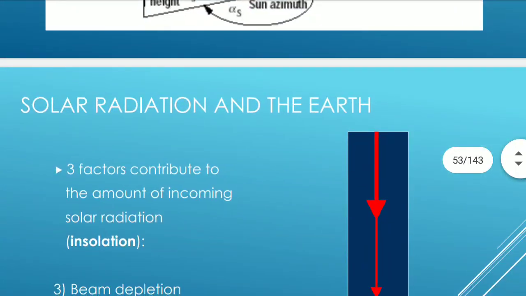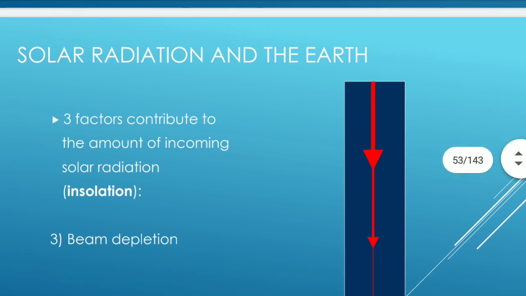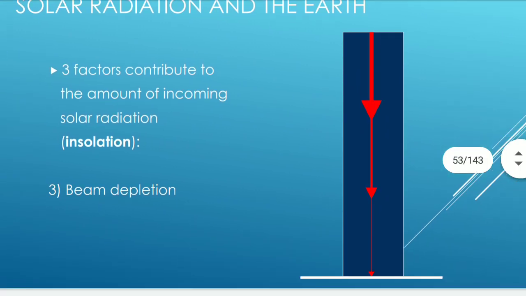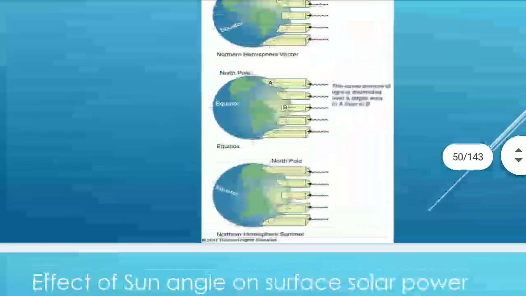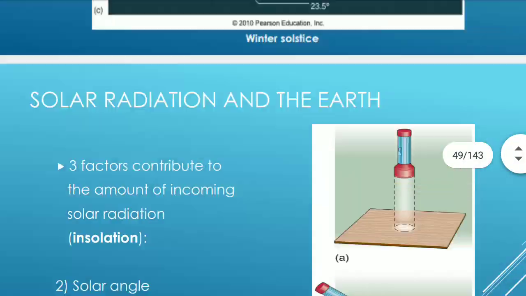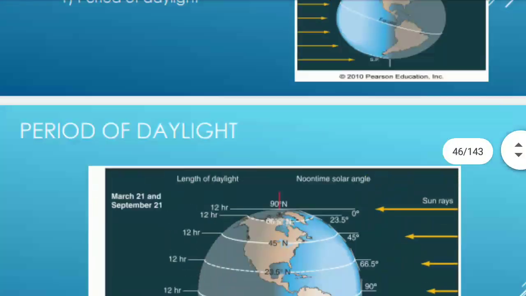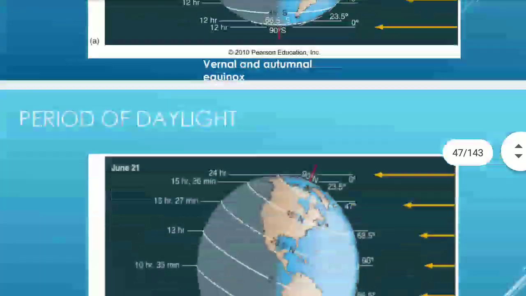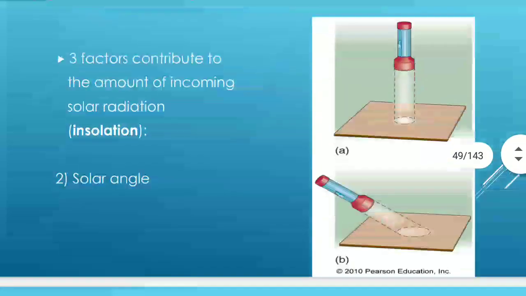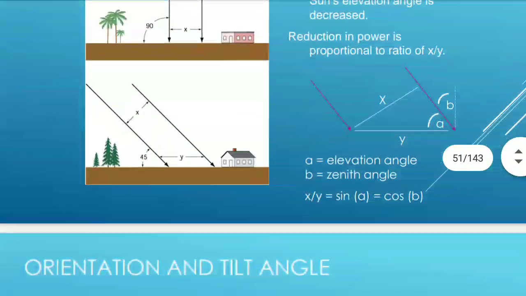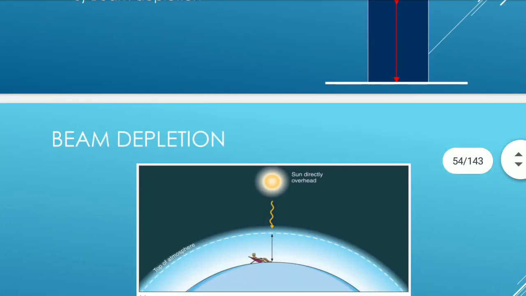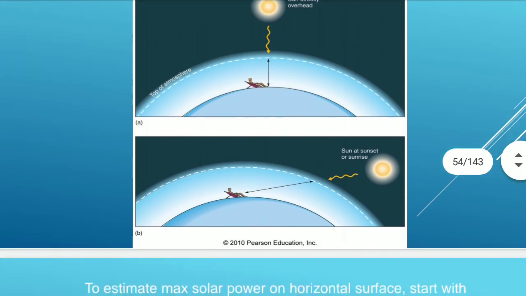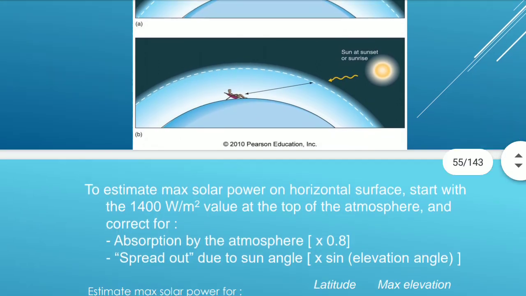Solar radiation and the Earth, three factors contribute to the amount of incoming solar radiation: beam depletion, solar angle, insolation. First is period of daylight. Second is solar angle. Third is beam depletion. So now beam depletion: sun directly overhead, sun at sunset on the surface.